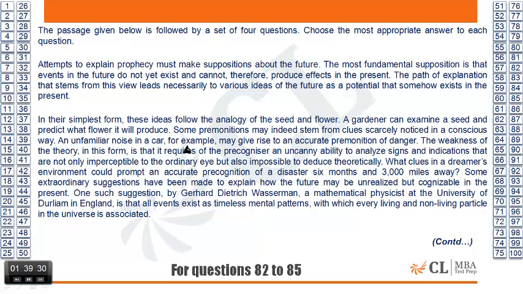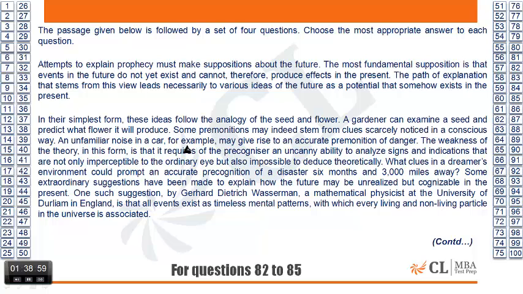Okay. In the simplest form, these ideas follow the analogy of a seed and flower. A gardener can examine a seed and predict. I like this kind of passage. You know why I like this kind of passage? When the guy gives an example, these are passages where it's good to read, because I'll not get confused. A gardener can examine a seed and predict what flower it produces. Okay. Some premonitions may indeed stem from clues scarcely noticed in a conscious way. An unfamiliar noise in a car, for example, may give rise to an accurate premonition of danger.